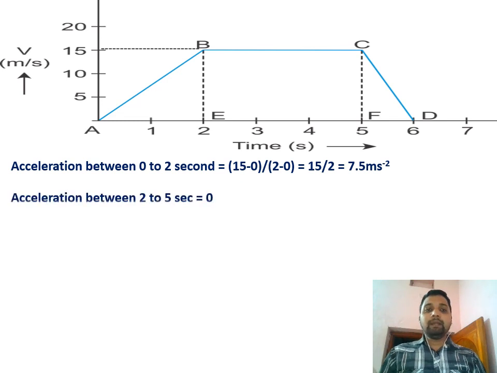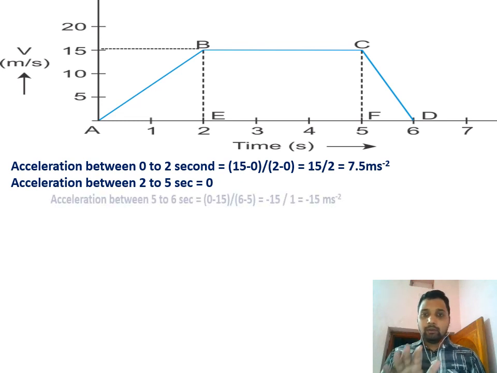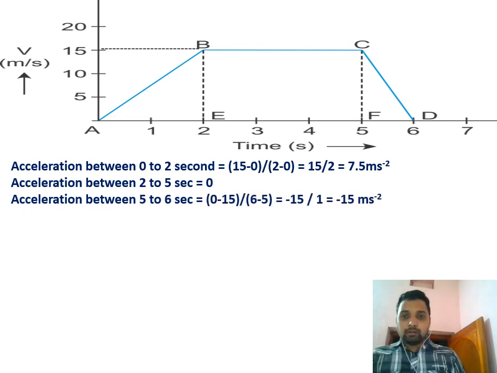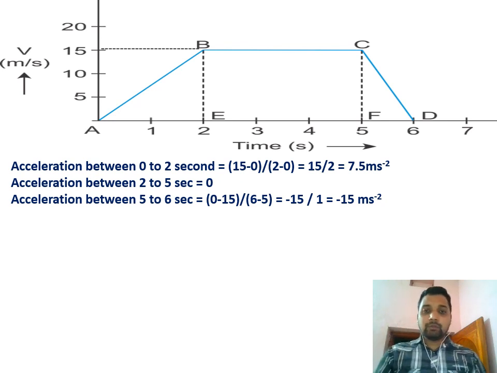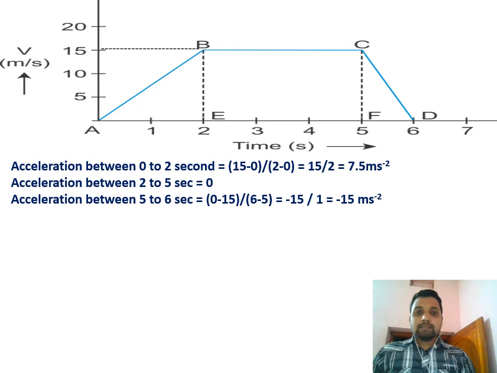But when it comes to B to C, 2 to 5 seconds, as there is no change in the velocity, we will get the acceleration 0. But when we come to C to the last point, or 5 to 6 seconds, at the last point the y-axis value is 0, and at the top, at point C, the y value is 15. So 0 minus 15 by 6 minus 5, so you will get minus 15 meter per second square as the acceleration.